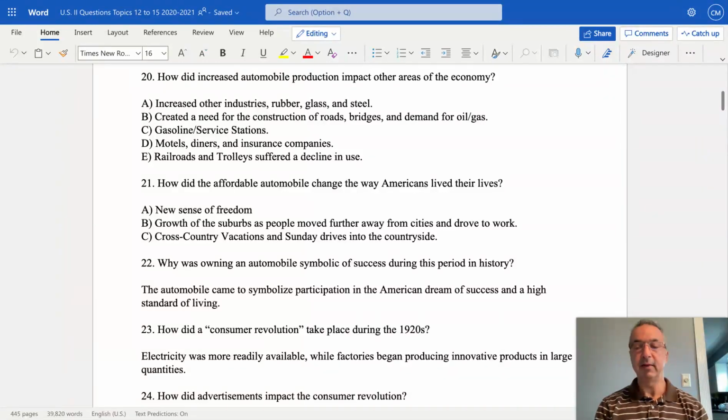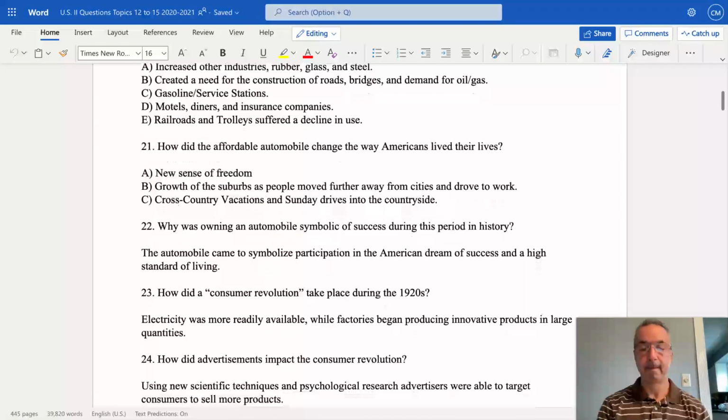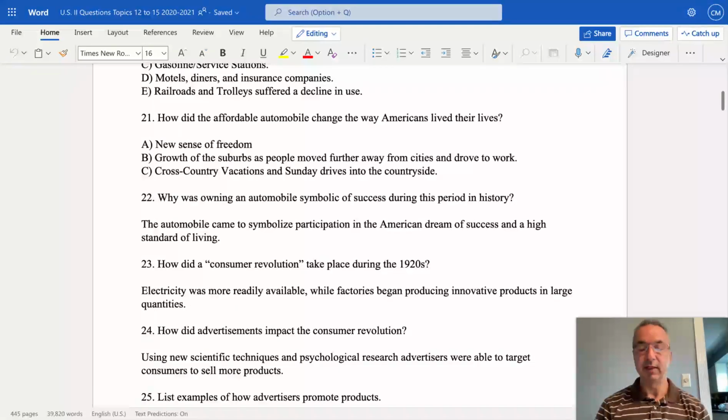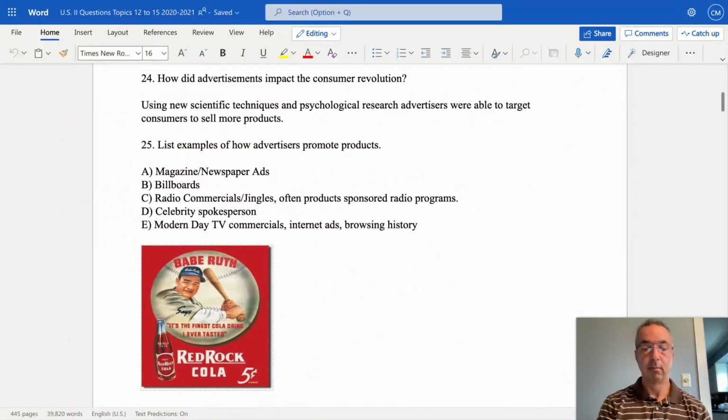24, how did advertisements impact the consumer revolution? Well, think about first what an advertisement is and kind of its goal. Advertisements use new scientific techniques and psychological research to target consumers to sell more products. So when you think about advertisements and ways to promote products, many of these still overlap today. So you have magazines and newspaper ads, billboards, which we still see today, some of which today are now electronic. Now, radio obviously was here. TV was not yet around. So radio commercials and jingles, catchy phrases. You even see in modern day commercials, they often have music there that you kind of associate, or slogans that you associate with a commercial.